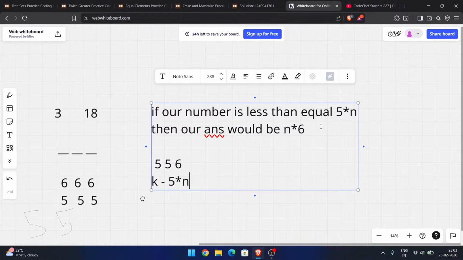So I have to make one 5 into 6. So now what is the maximum number I can get? Earlier, what was the maximum number I would have gotten? That would be n into 6, because we can take every element equal to 6. But now how many sixes can't we take? One?